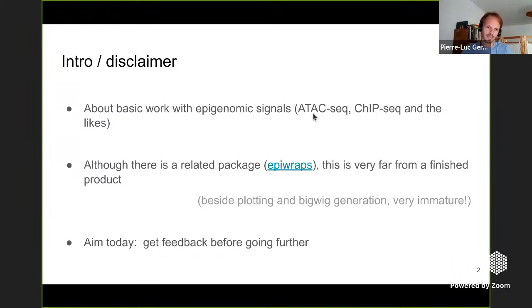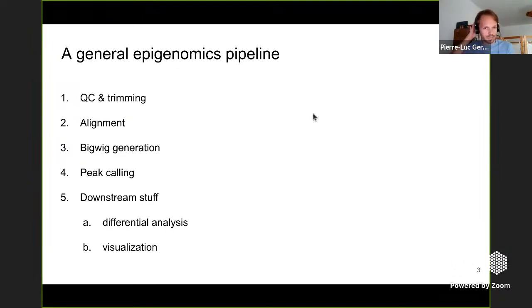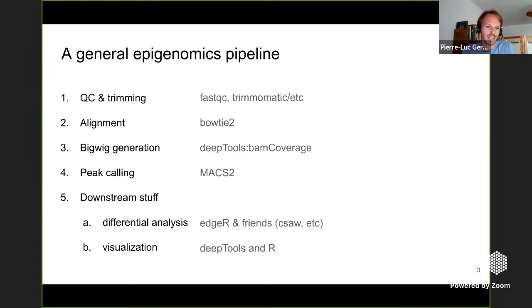Okay. So a rough general epigenomics pipeline is going to typically look like this. People are going to do some quality control and trimming, align the reads. Then typically we generate bigwigs for the purpose of visualization. Then some peak calling. MACS is still very often the standard. And then for the downstream stuff, we typically rely on R-based tools, or for visualizations also deepTools.